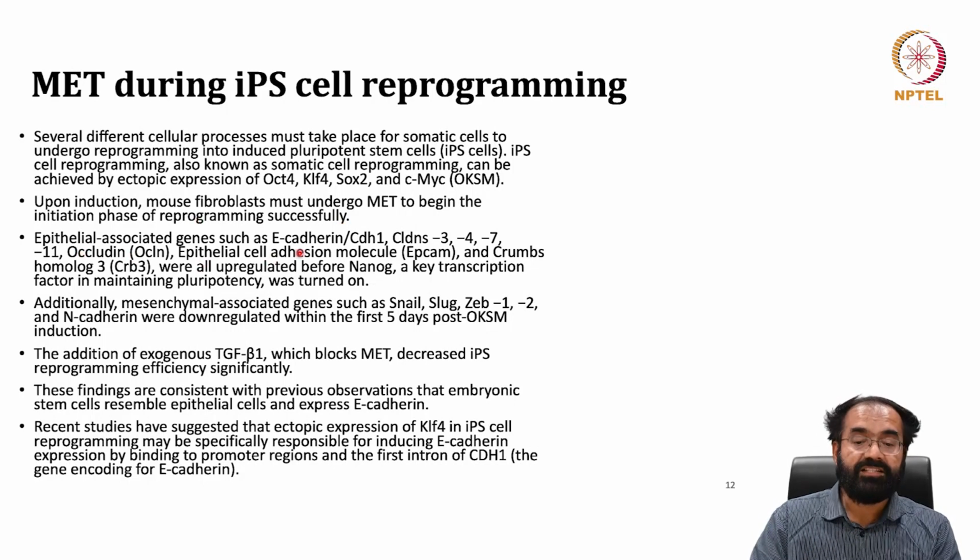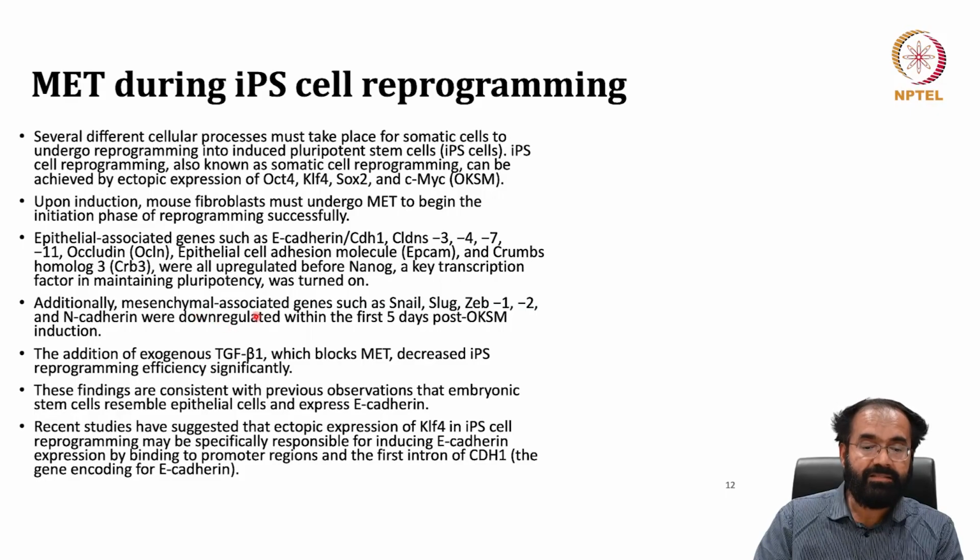Epithelial associated genes such as E-cadherin, that is cadherin 1, cadherin 3, 4, 7 up to 11, and occludin, and epithelial cell adhesion molecule EpCAM, and crumbs homologue, that is CRB3, crumbs homologue 3, were also upregulated before another gene that is induced, that is NANOG. NANOG is part of Thomson factors, also another set of proteins used for reprogramming or making iPS cells. A key transcription factor in maintaining pluripotency. So the role of NANOG is to retain the pluripotent cell as pluripotent. That is, the epithelial property has to be retained, was turned on.